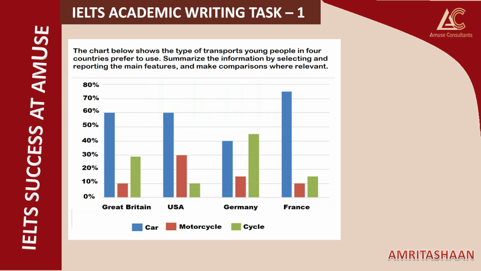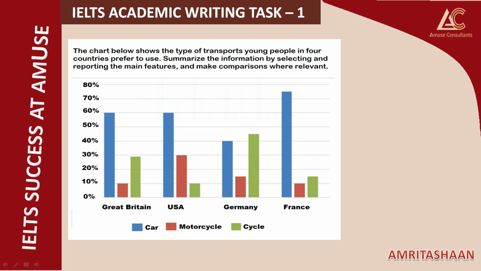This is the graph we are going to discuss today. As you get the graph, the important thing is that you should focus on the question. You should read the question very carefully. I'm going to read the question for you. The chart below shows the type of transports young people in four countries prefer to use. So this is quite interesting information, I believe.